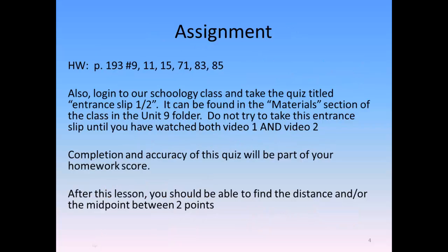So your homework is to take a look at page 193 and try these quick problems. They shouldn't take you very long to do. You also need to log into the Schoology class and take the quiz that's titled Entrance Slip 1/2. It can be found in the materials folder of our Unit 9 section. And it's very important that you make sure you watch both videos 1 and 2. This was video 1. There is another video on circles that you need to take a look at before you take that entrance slip, just to be prepared.